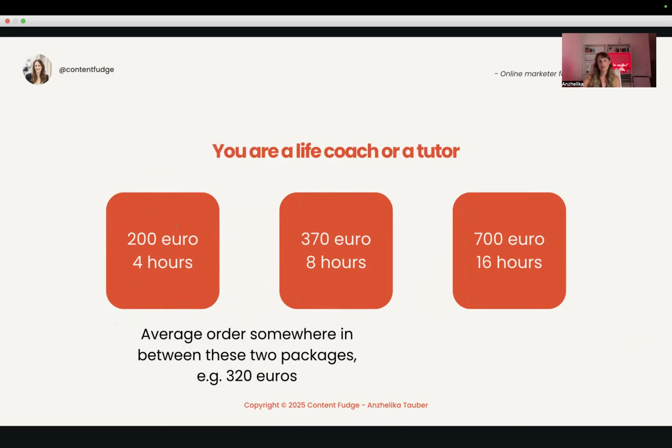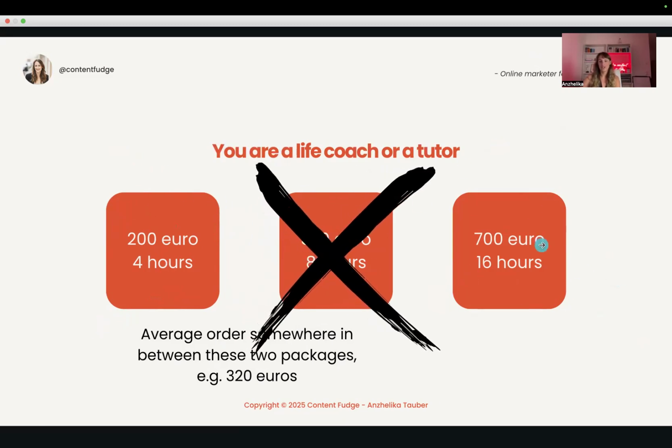What we see here is a typical example of what an offer suite is not. Even though you are offering these three packages at higher prices each, this is not an offer suite. No, no, no. So don't think that you have this all figured out if you have come up with three packages.